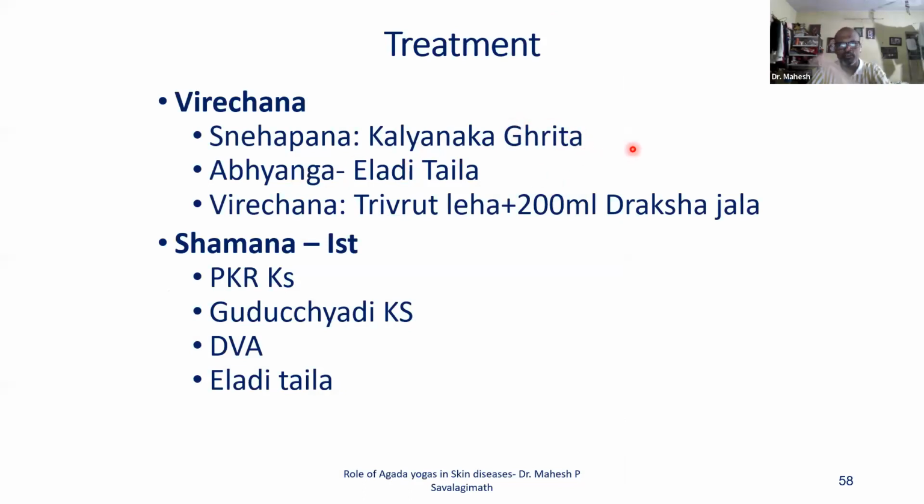Kalyanakagrita, as a Kapha Vata dominant presentation, and Vishagna is also there. Yeladi Taila, Kapha Vata Hara, Vishagna. Trivrut Leha with Draksha Jala, Virechana was done. And for the Shamana, we gave Patola Katuranjadi, Guduchyadi, Dushivishari, and Yeladi Taila.